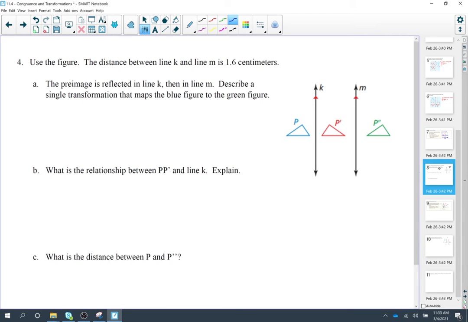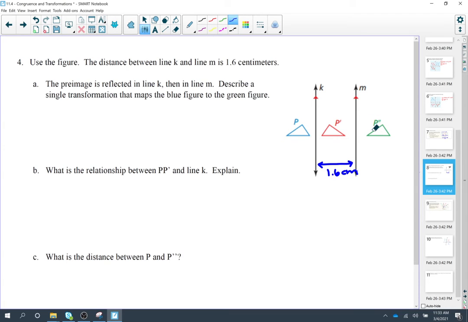Example 4. Use the figure. The distance between line K and line M is 1.6 centimeters. Letter A. The pre-image is reflected in line K and then in line M. Describe a single transformation that maps the blue figure to the green figure. So we take the blue figure, we reflect it, and we get the red one. We reflect it again, and we get the green one.